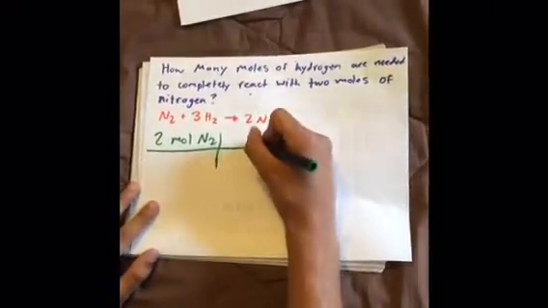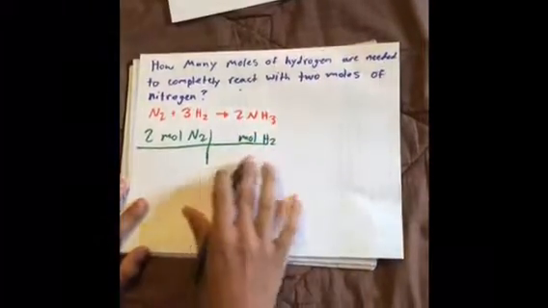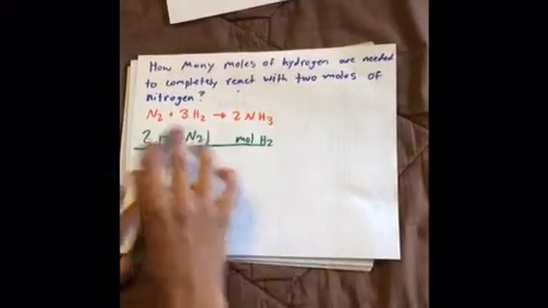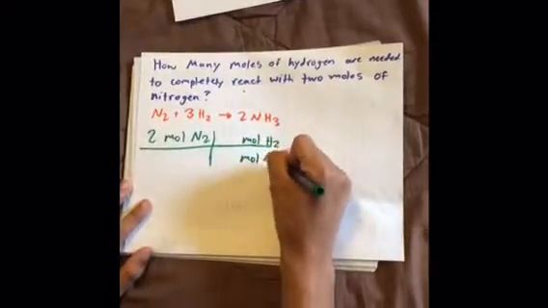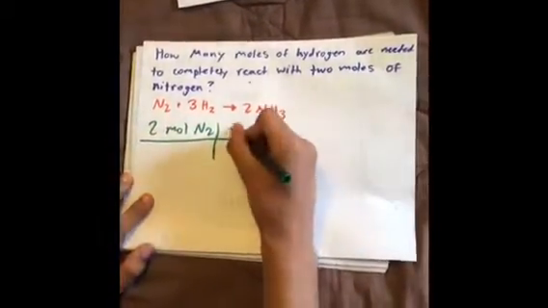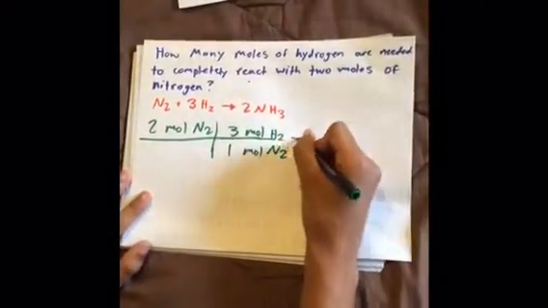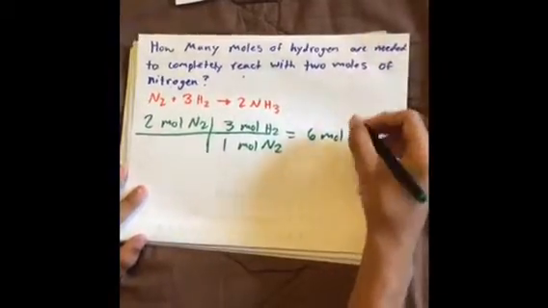So moles of H2, and then you're going to put moles of N2 in the bottom so it can cancel out with this side. So it's 3 moles of H2, and you get that from the equation, over 1 mole of N2, and then you'll get 6 moles of H2.